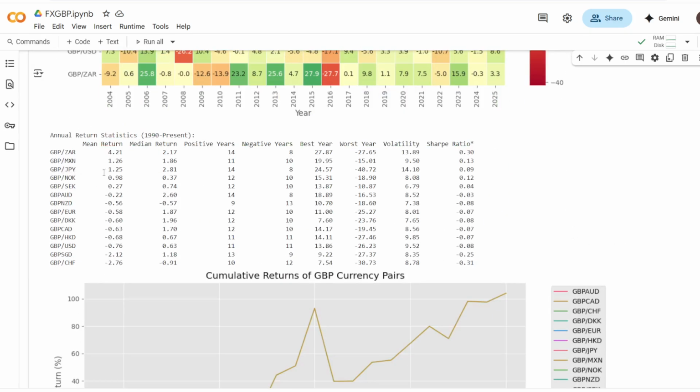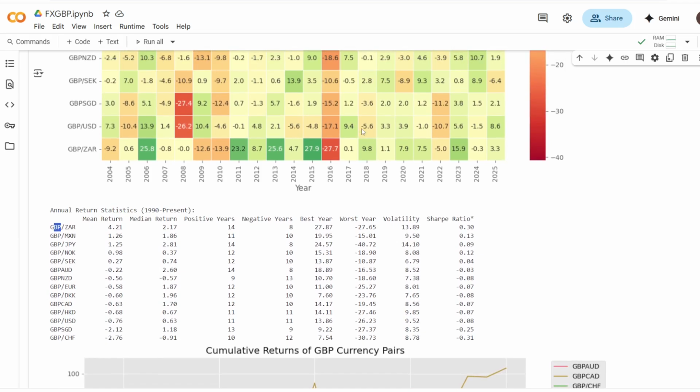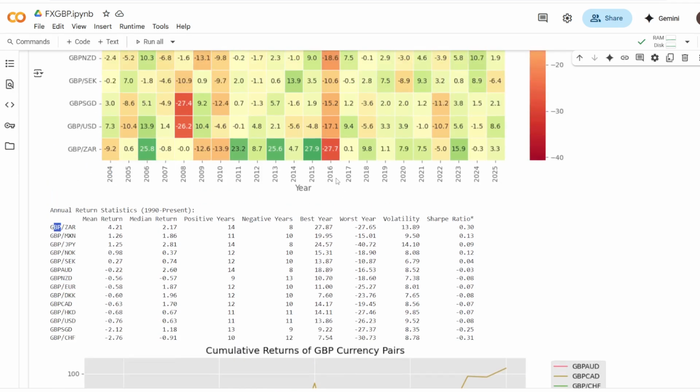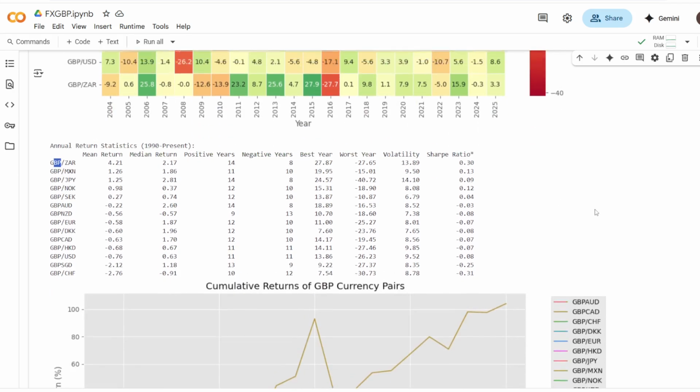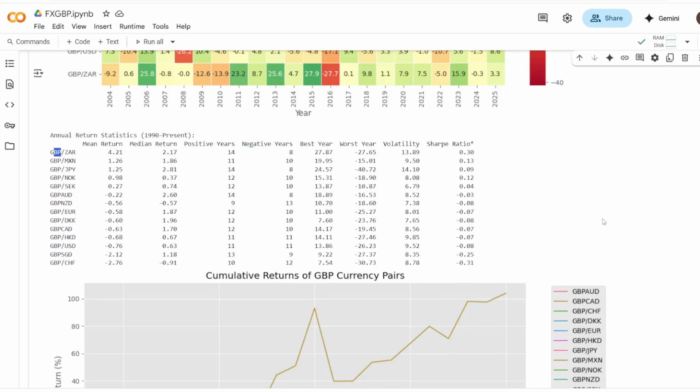So if you want to make money, for example, you have to buy the pound against the South African rand, and you will have a lot of green boxes without any major problem, unless it's 2016. So you have to stay away from the pound as far as you can get. And yeah, South African rand, the Japanese yen, or the Mexican peso.